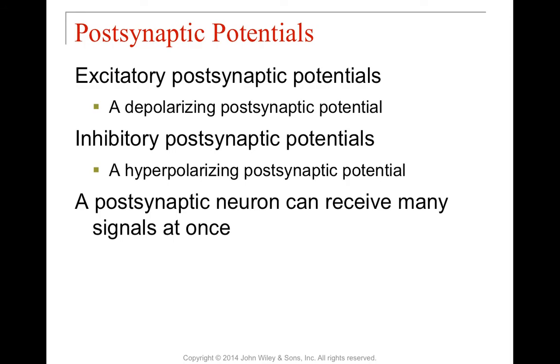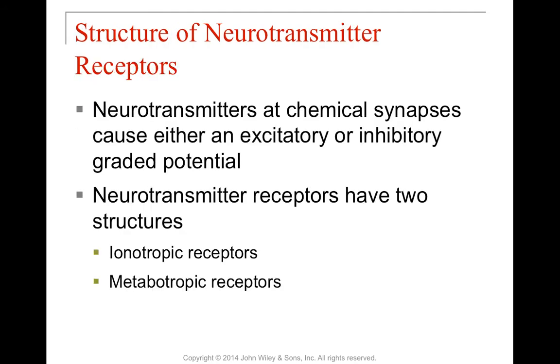Okay, so we can have both excitatory and inhibitory postsynaptic potentials. Excitatory is basically when we cause a depolarization potential, and inhibitory is when we cause a hyperpolarizing postsynaptic potential. Again, depolarizing is when we're going up and hyperpolarizing is when we are going down. Oftentimes a postsynaptic neuron is going to get information from many signals, and it's going to average it out and then decide whether or not to fire.